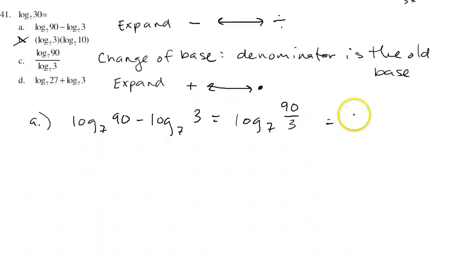And what is 90 divided by 3? Well, that's just 30. So log base 7 of 30. So we see, yeah, that is the answer. That one is what it condenses into. So this expands into this, or the other way around, this condenses back to that. So our answer is A.